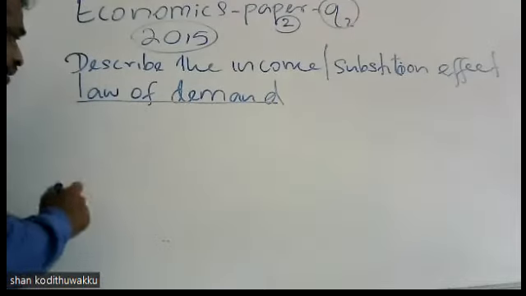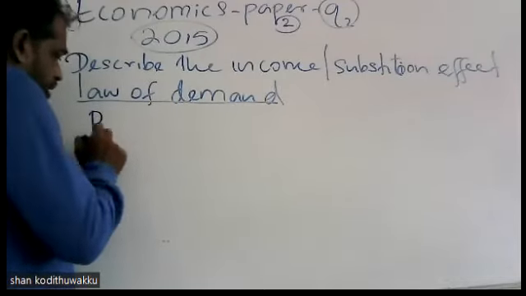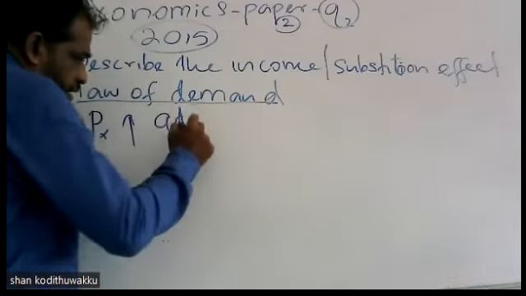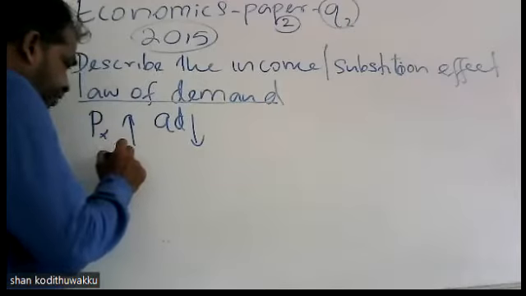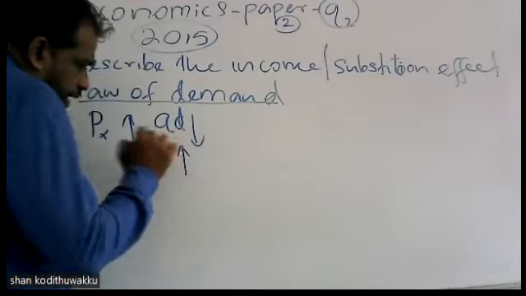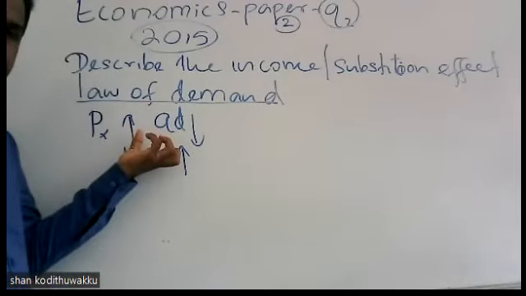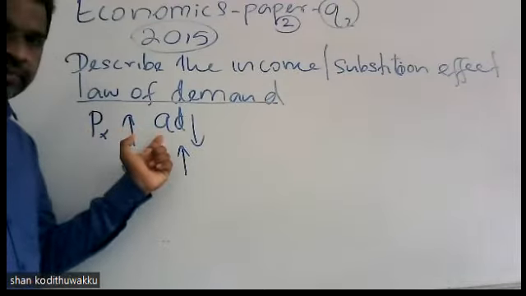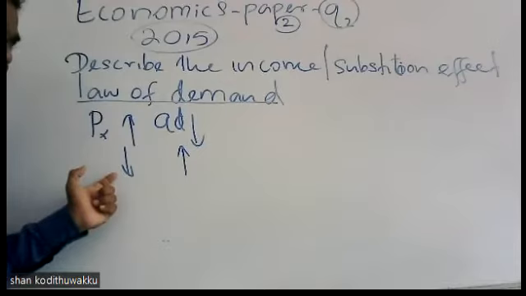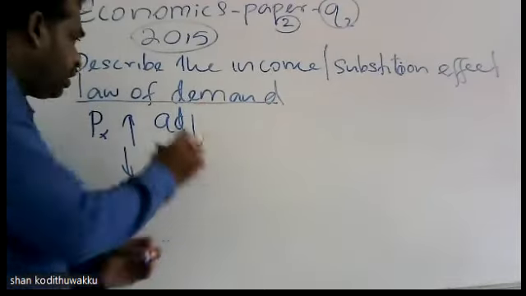If I repeat the same thing, when the price of product X increases, then QD decreases. When the price of product X decreases, QD will increase. When the price of the commodity increases, the quantity demanded from that product will decrease. When the price of the commodity comes down, the quantity demanded from that product will increase. That is what the law of demand explains.